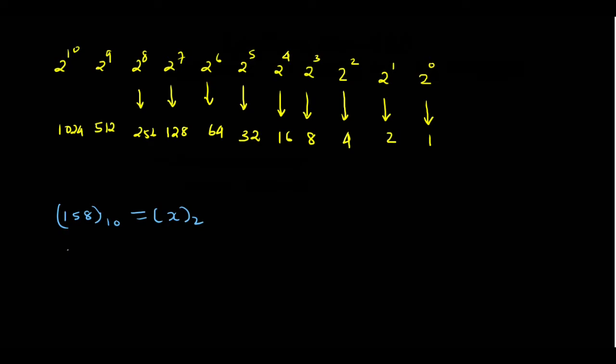Then I'll see which is the smallest in these powers of 2 here. If you see here, 128 is smaller than 158. So I will write down the 128. If I subtract, what do I get? I'll get 30. Whatever numbers I am writing, I'll put 1. So 128 is equal to 1.